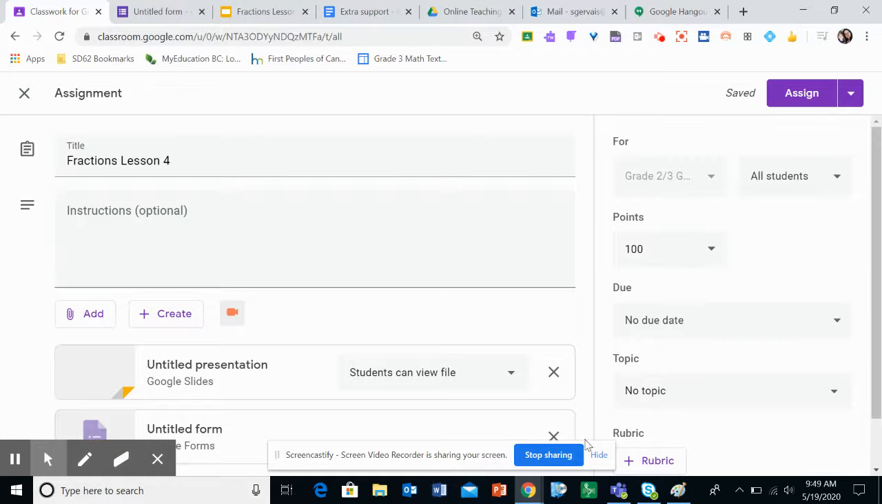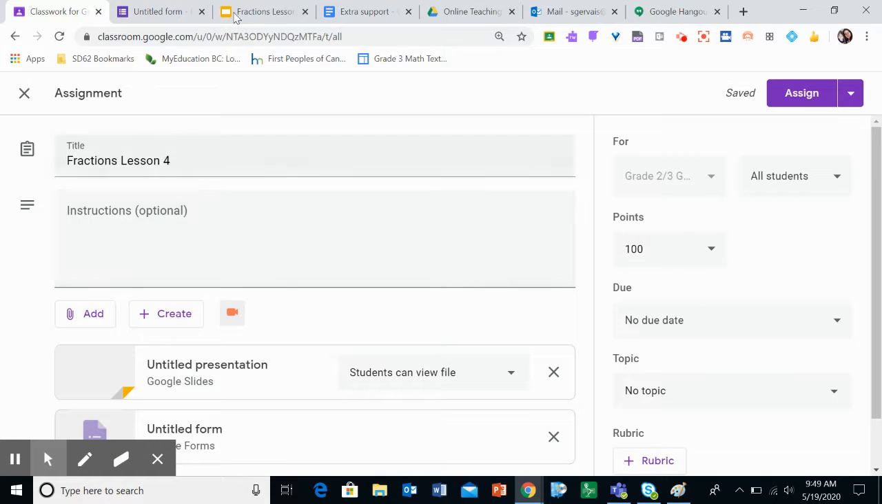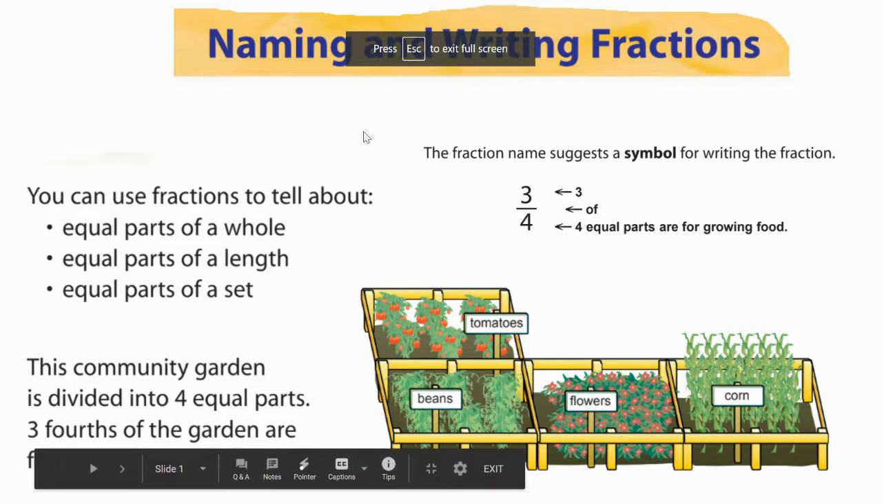Hi, class. So today we are doing fractions lesson 4. All right, let's give it a go. Today we're going to be naming and writing fractions.